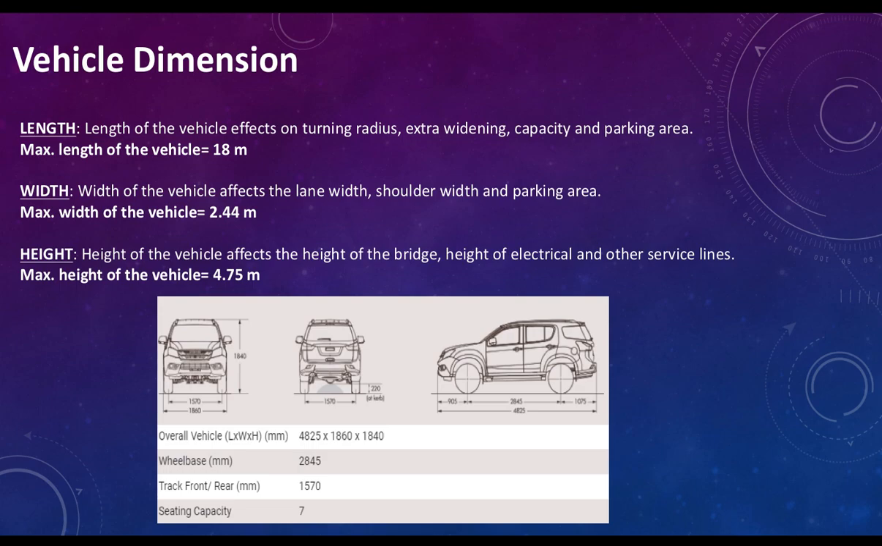The height of the vehicle always affects the, you see, under bridges, over bridges. Then you have some electrical wires or cables passing through, service cables, service lines and all. So the height of those cables, where they should be hung. So for this also, the height of the vehicle comes into usage. With this information they design all those things. So maximum height of the vehicle should be 4.75 meters.